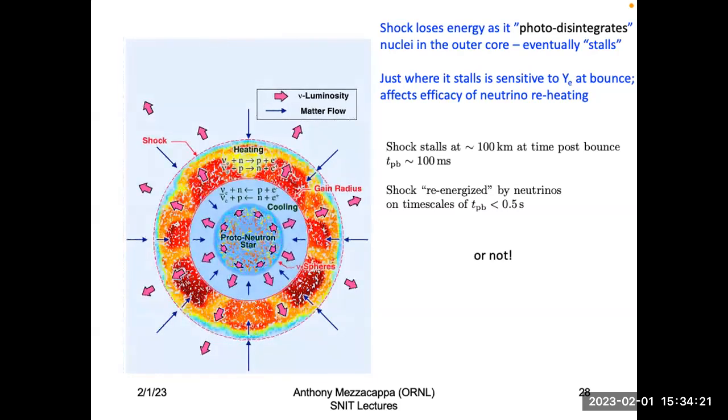Here's a slide from Tony Mezzacappa about how hydrodynamic and convective motion can transport neutrino energy from the neutron star out to the base of the shock. This is a very difficult problem. Some people say, oh, it's so difficult, you guys could never figure out how supernovae work. That's not true. We always have an explanation for how supernovae work. It changes every 5 years.